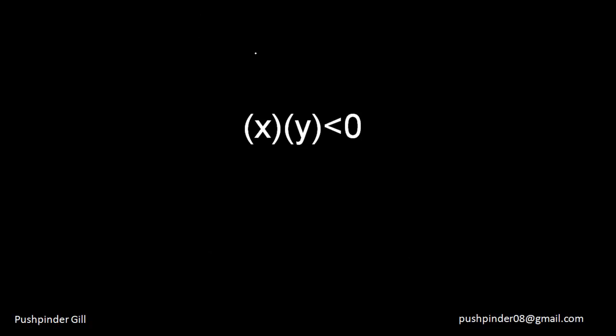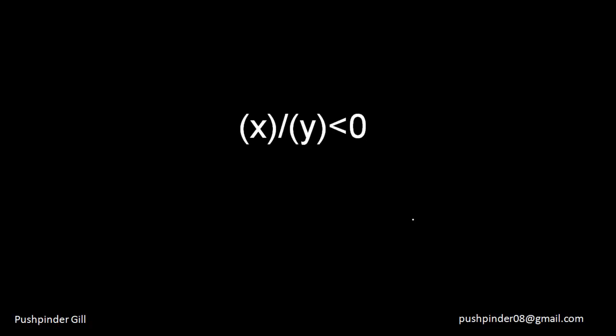Now similarly, if I say x into y is less than 0, that is only possible when one of them is positive and other is negative. It's not possible to have both positive and both negative. Whenever someone says x into y is less than 0, he's just referring to the signs and he's just trying to tell you that one of the x and y's is negative and other is positive, right? So this is the meaning of this statement.